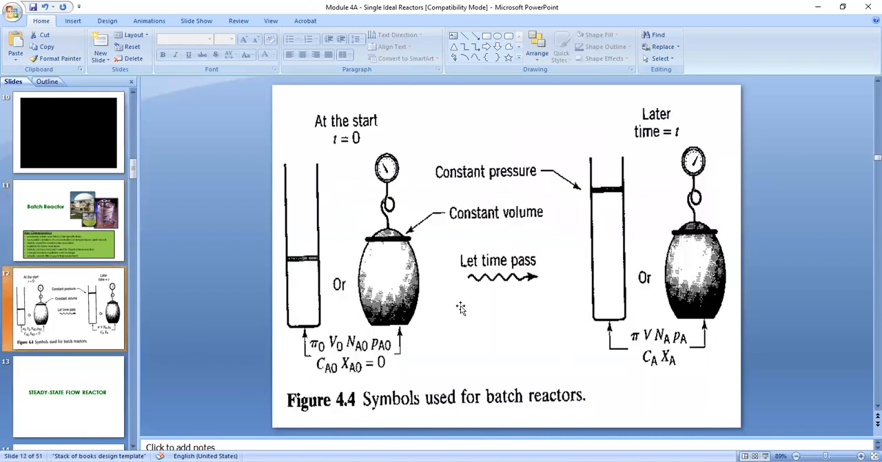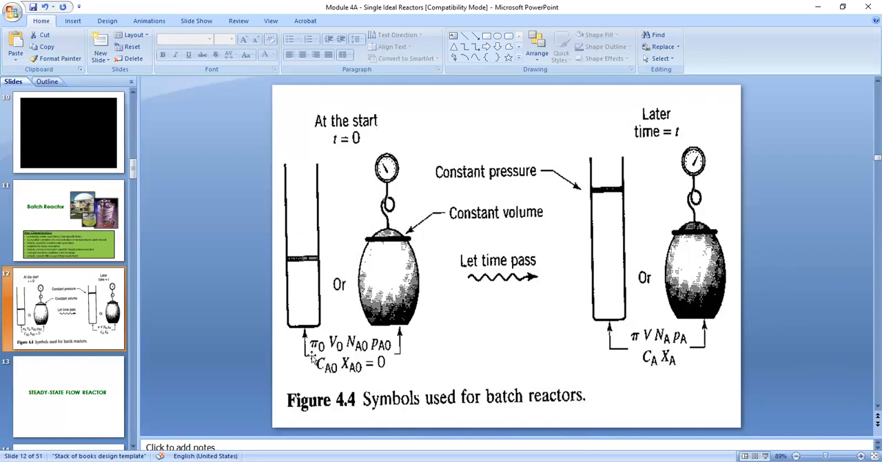This is how Levenspiel illustrated the batch reactor. So you have symbols like pi o and pi. I will explain what this pi o and pi are in the symbol. By the way, these are batch reactors that you see here, left and right. This is your batch reactor at time 0, and this is your batch reactor at time t, meaning a certain time has already elapsed. Now, this one is constant pressure, so meaning varying volume. This one is constant volume.